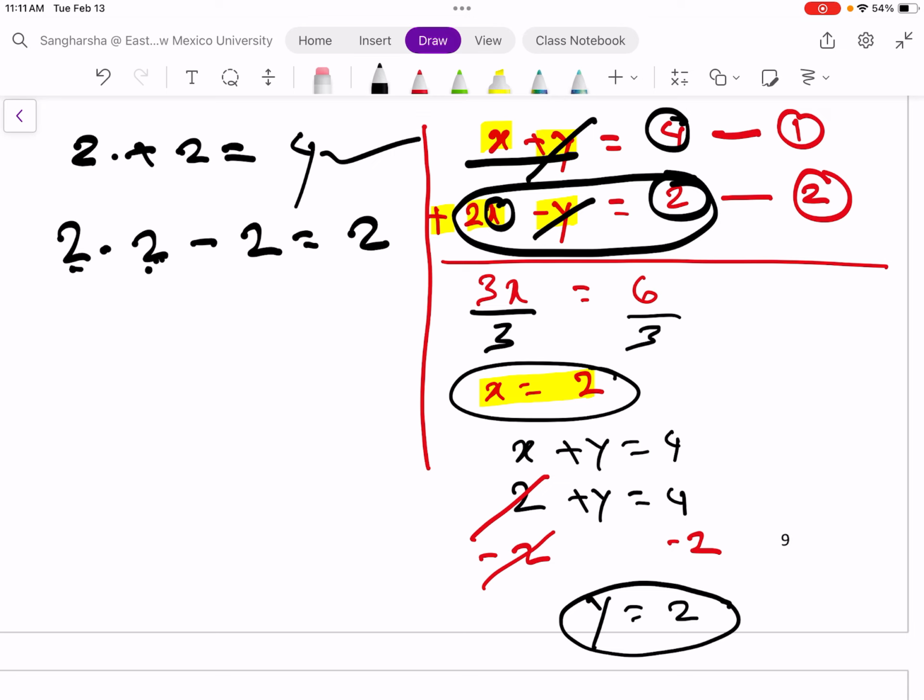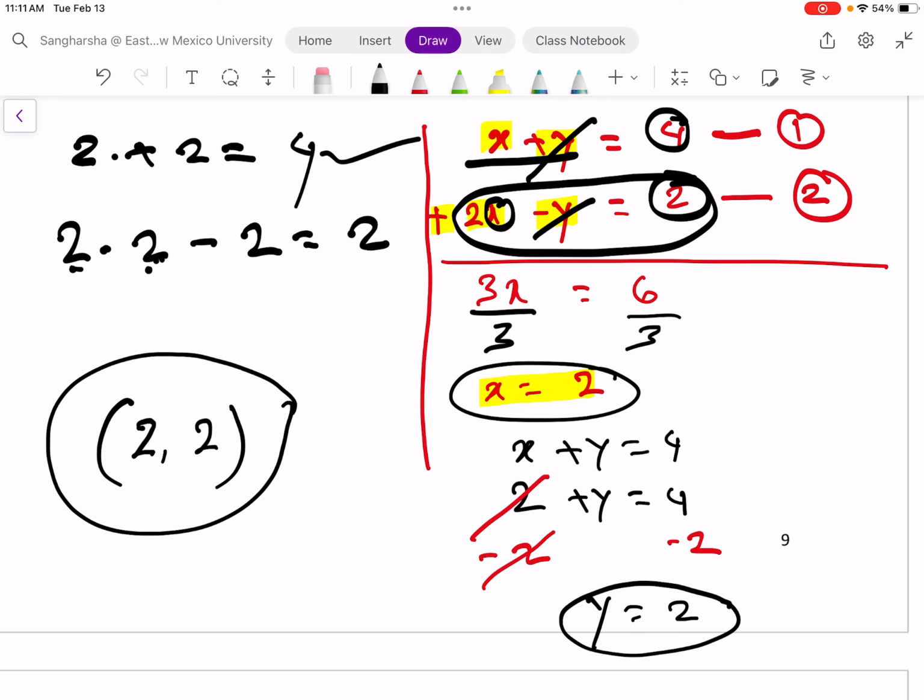These two values are a solution, and we write the solution as an ordered pair. Your x value is the x coordinate and your y value is the y coordinate. So when we have a system of two linear equations, we get an ordered pair as our solution. Your x value is the x coordinate, y value is the y coordinate.